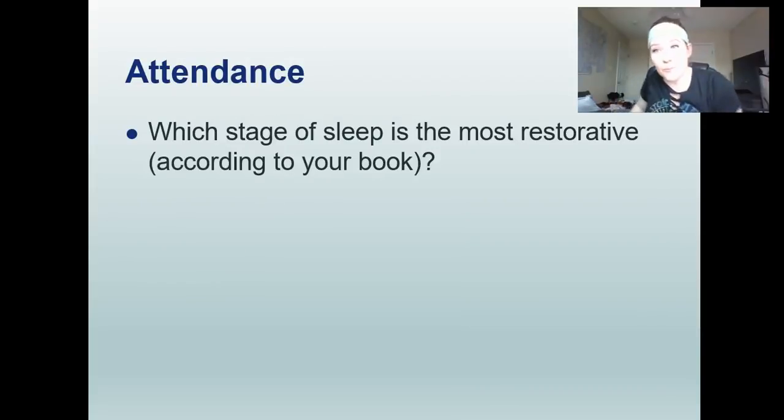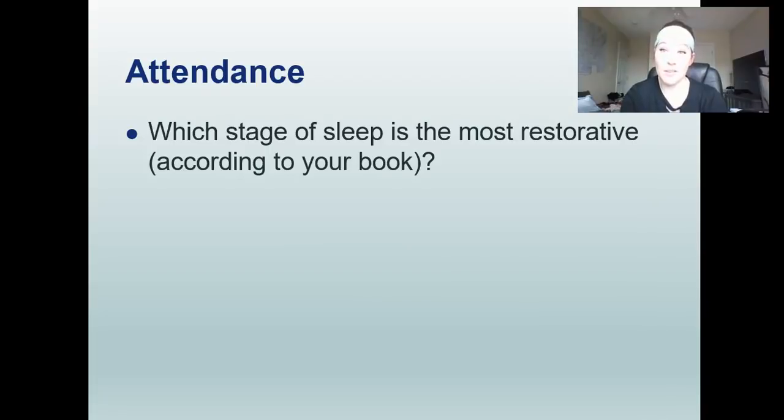Ask yourself right now, which stage of sleep is the most restorative? And more often than not, you're probably going to say REM sleep, right? But for those of you who've skimmed the chapter a little bit, you should notice that the correct answer is stage 4. Good. So stage 4 is actually the most restorative for sleep. So the goal here for your sleep cycle is to spend as much time in stage 4 as you can.